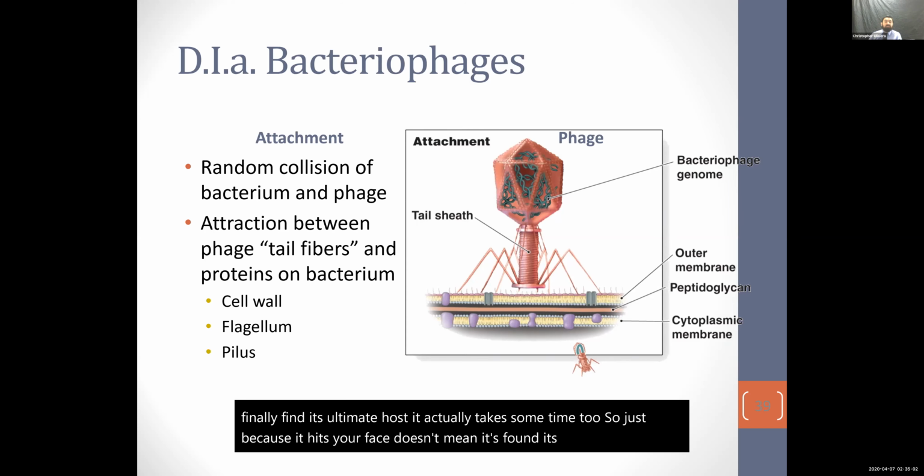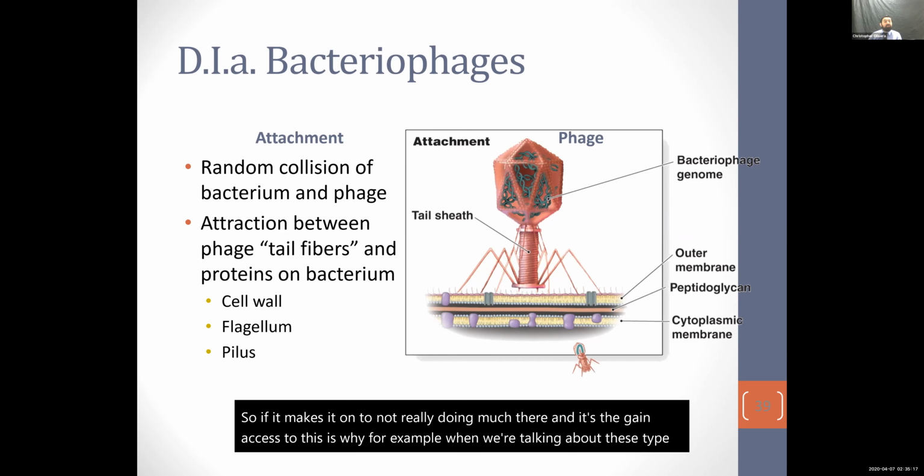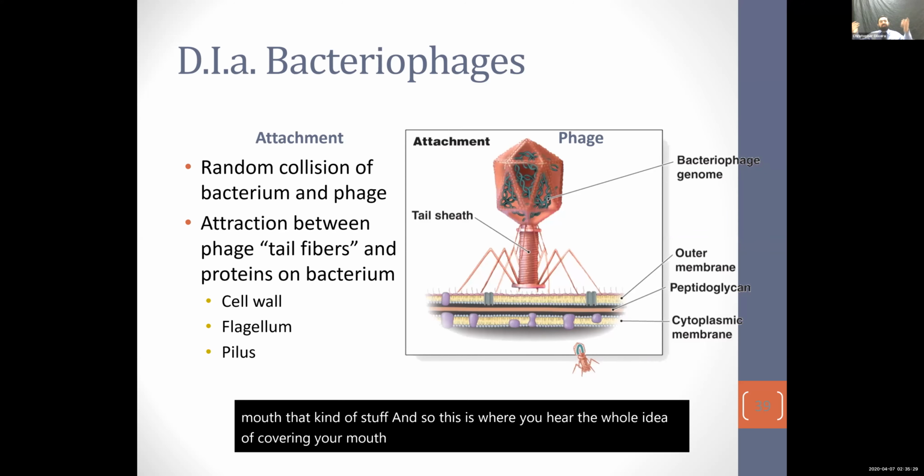So for example, most of the respiratory viruses, like we're talking about right now, they need to find respiratory cells. So if it makes it on your toe, not really doing much there, okay? It needs to gain access to you. This is why, for example, when we're talking about these type of viruses, we're talking about mucosal surfaces. So eyes, nose, ears, mouth, that kind of stuff. And so this is where you hear the whole idea of covering your mouth, and apparently people abusing things like masks for no reason more than anything else, right? So that's where that's really coming from.